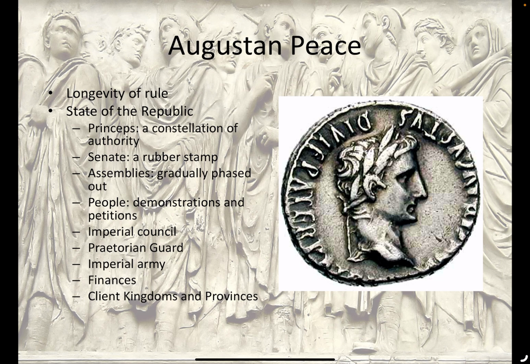We've already talked about the army under the direct control of the emperor, his control of the finances. Client kingdoms and provinces: this is another way that the emperor is able to bolster his position, that the client kings swear allegiance to him, or enter into a relationship with him directly rather than with the Roman Republic. And so he becomes the diplomatic face and really the diplomatic persona for all of Rome. Okay, so hopefully you can see how the position of emperor starts to work in this period.